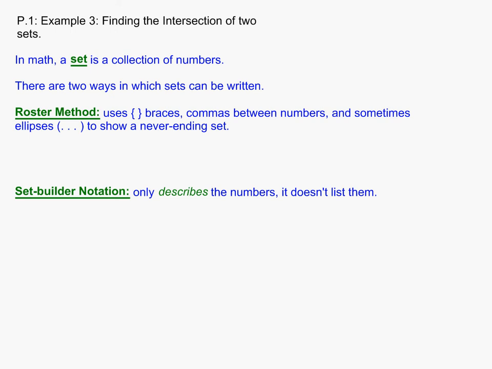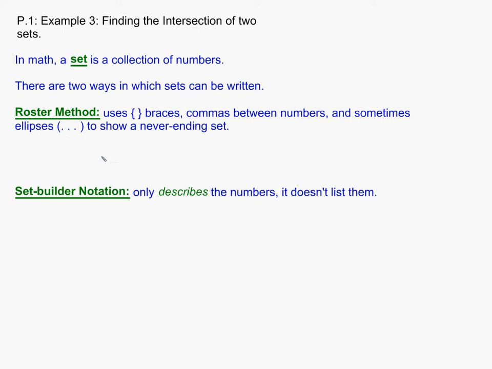This is Lori Mills, online facilitator for the NSCC, and today we're looking at P.1, Example 3, finding the intersection of two sets. In math, a set is a collection of numbers, and there are two ways in which sets can be written. The first way is called the roster method, and it uses curly braces, commas between numbers, and sometimes ellipses, and an ellipsis is three dots to show a never-ending set.